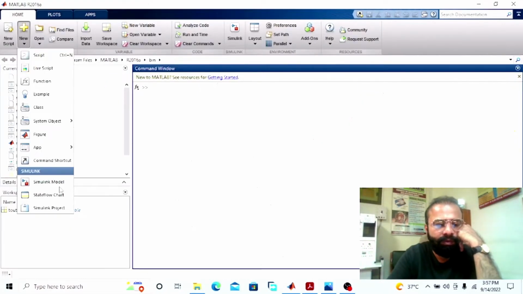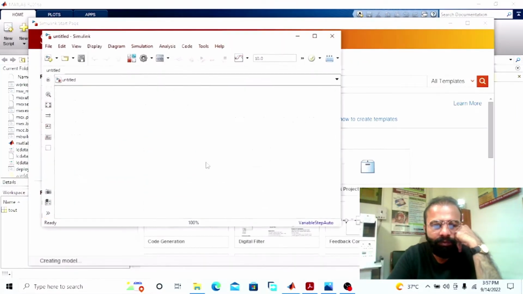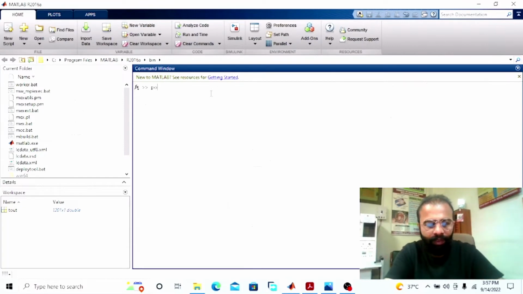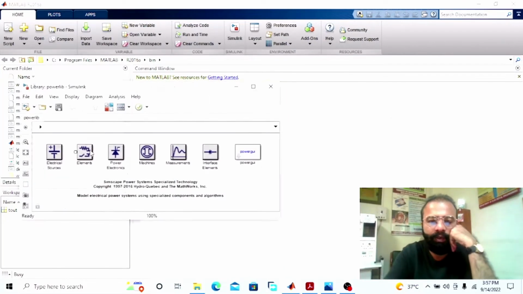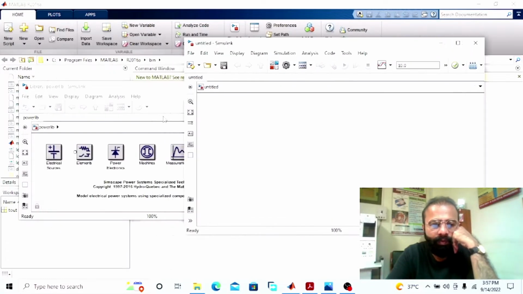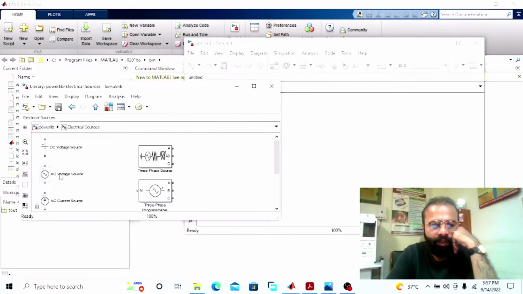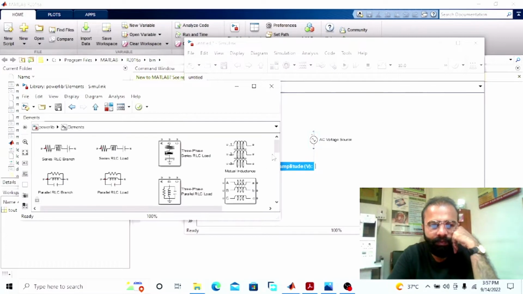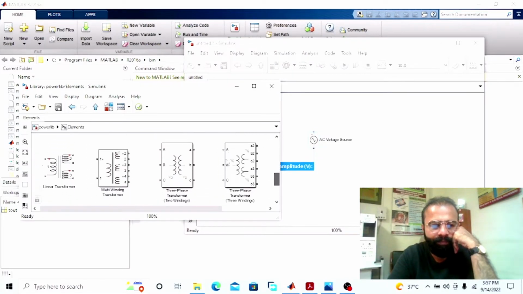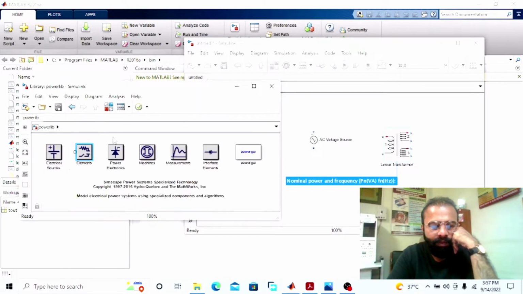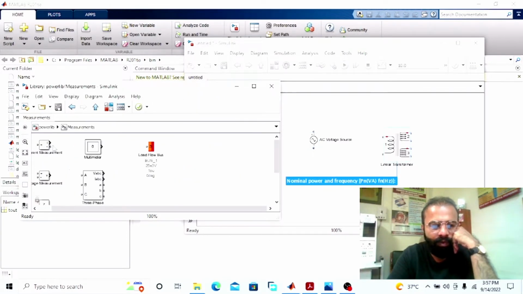So go to the Simulink model, take a blank model. Now go to the Power Lib. Now drag the components. We need an AC source, and we need the transformer. And also we need the measurement block.